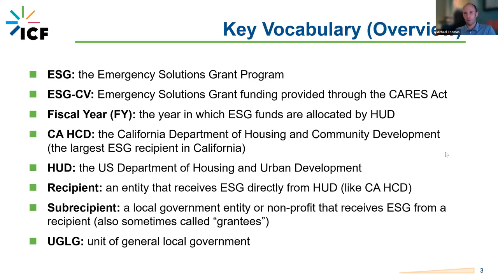HUD is the U.S. Department of Housing and Urban Development. The recipient is an entity that receives ESG directly from HUD. So again, California HCD in this context. The subrecipient is a local government entity or nonprofit that receives ESG from a recipient. You may also see us say sub-subrecipient. That would be an agency that is subawarded funds under a subrecipient. So there's a couple of tiers there. And then, as I like to say, maybe the least attractive of the acronyms is UGLUG. That is a unit of general local government.